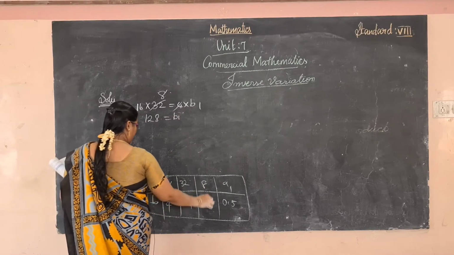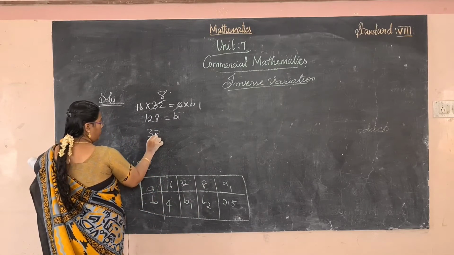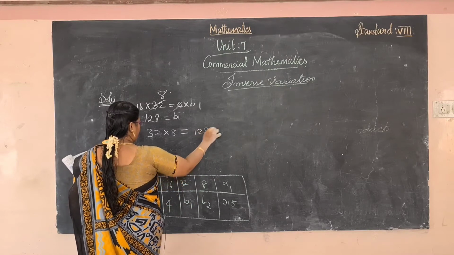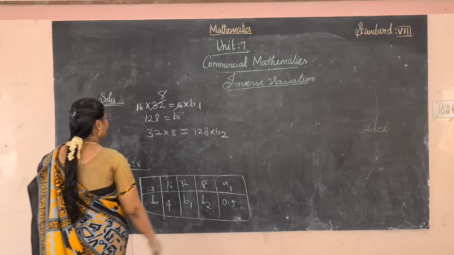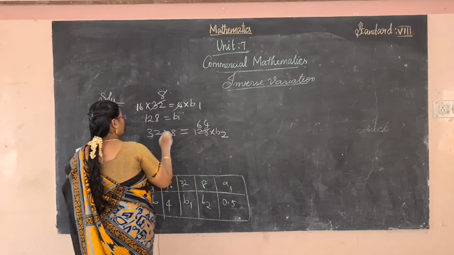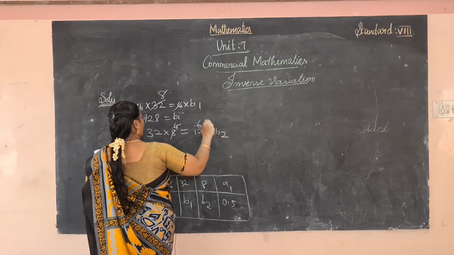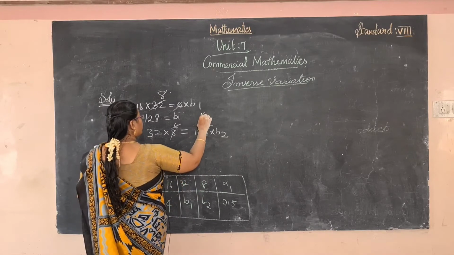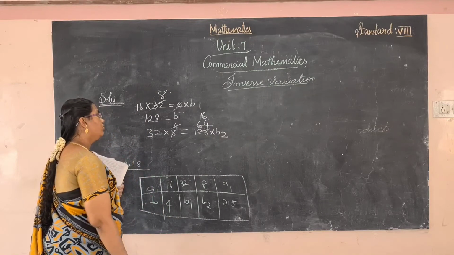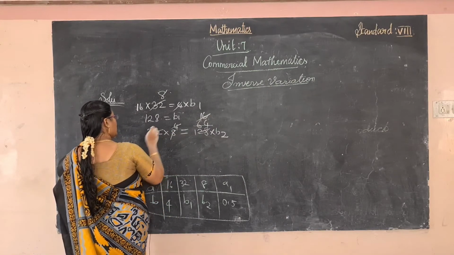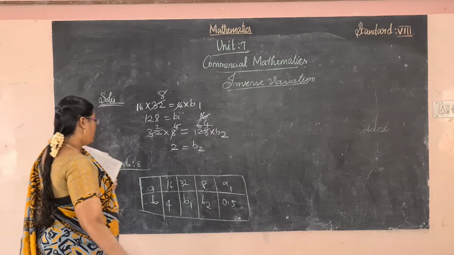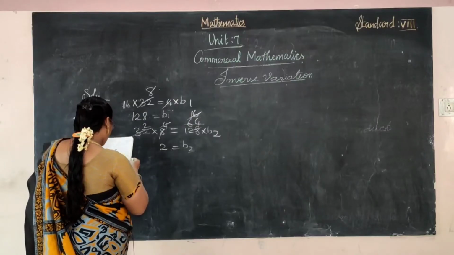Next, compare these two values: 32 into 8 equals B1 value 128 into B2. Cancelling in the two sides, 4 ones are 4, 4 sixes are 24, and 16 twos are 32. So the B2 value is 2. And compare the last column of the table.